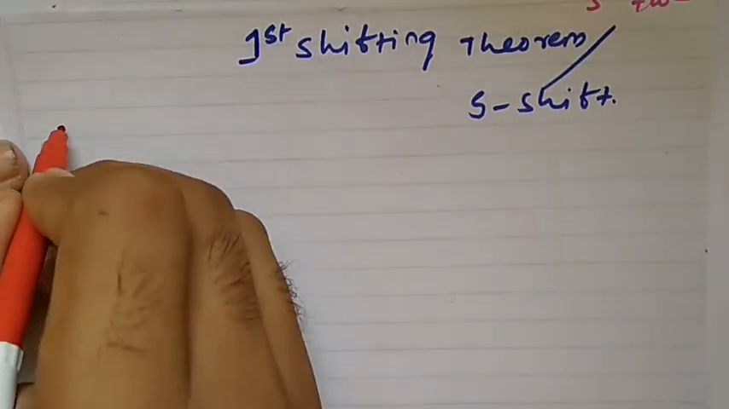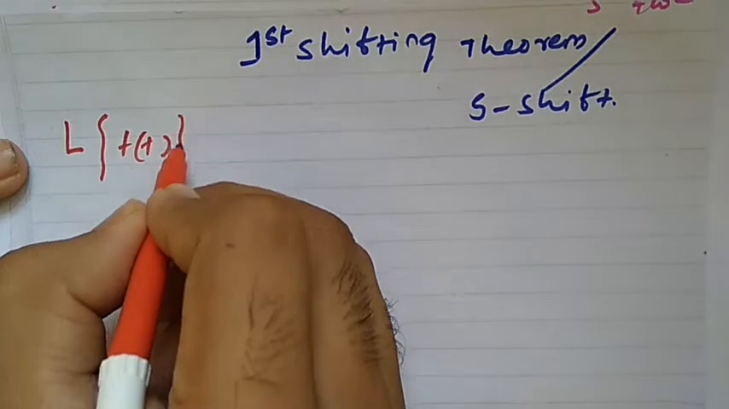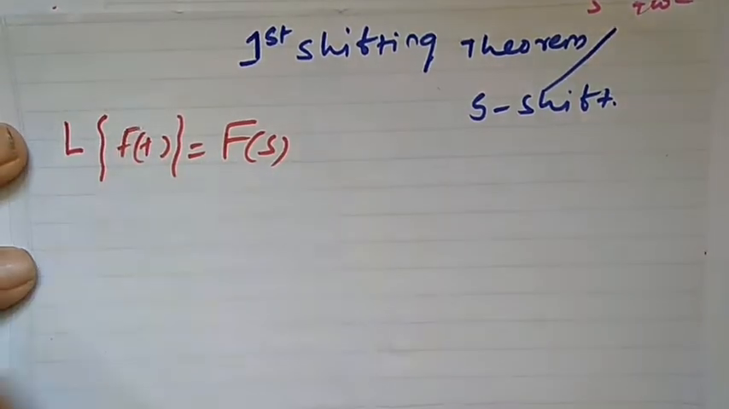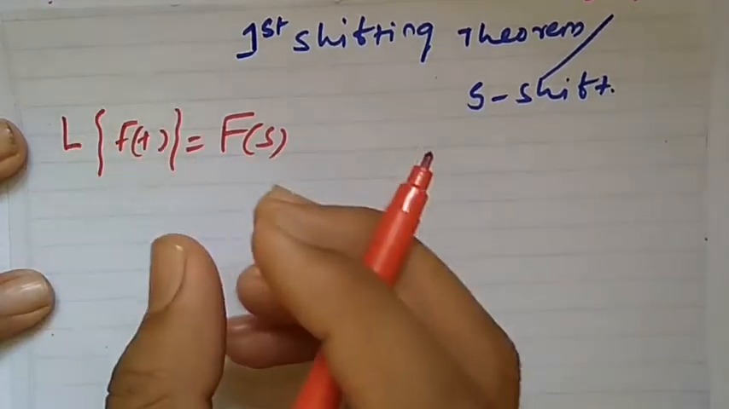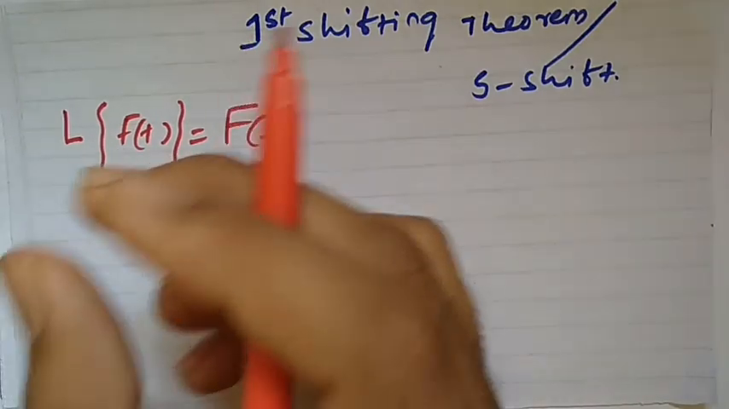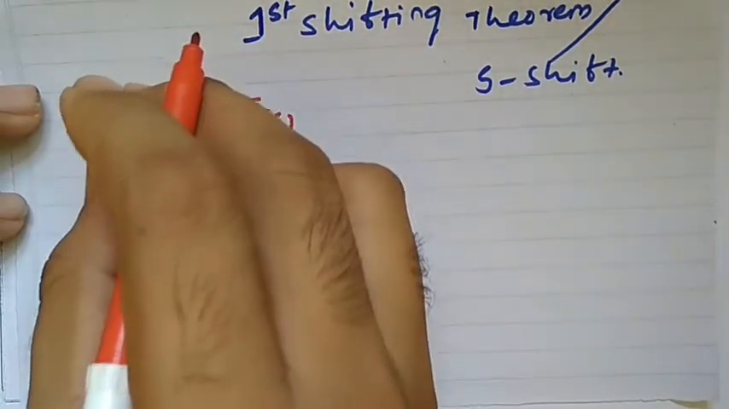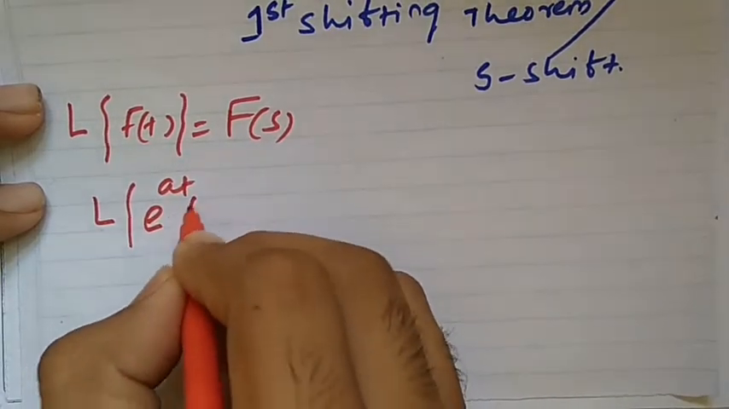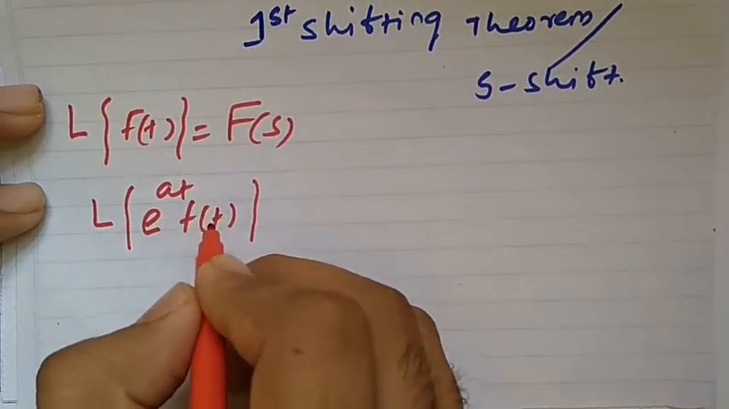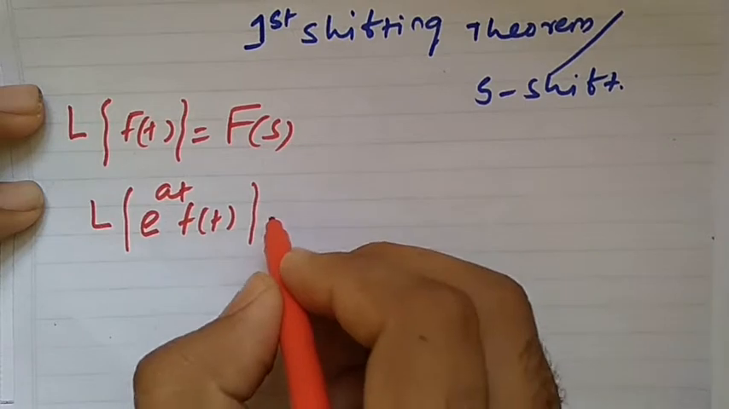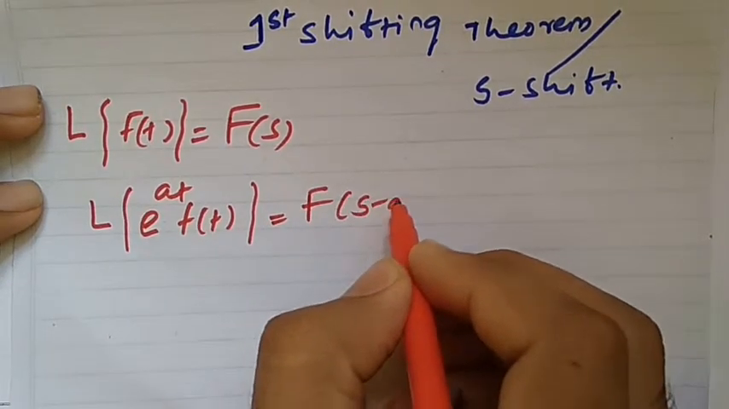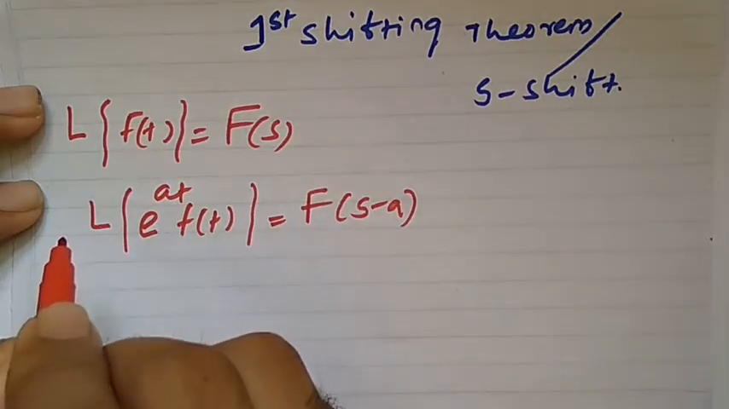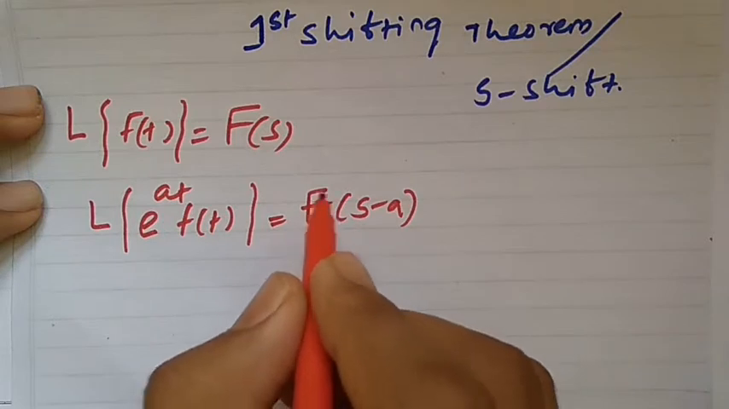The theorem says: if the Laplace transformation of f of t, any function, is given by F of s, then by multiplying this function by e to the power at, the Laplace transformation of e to the power at times f of t will be F of s minus a.